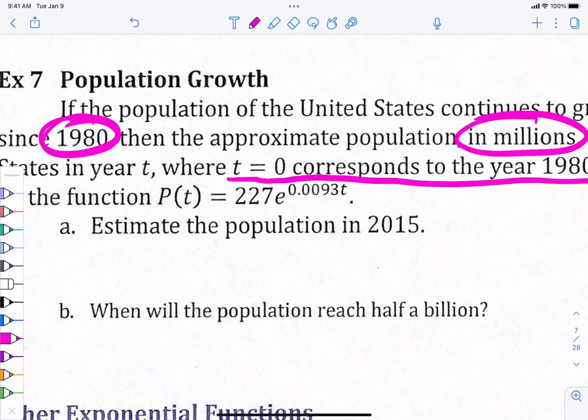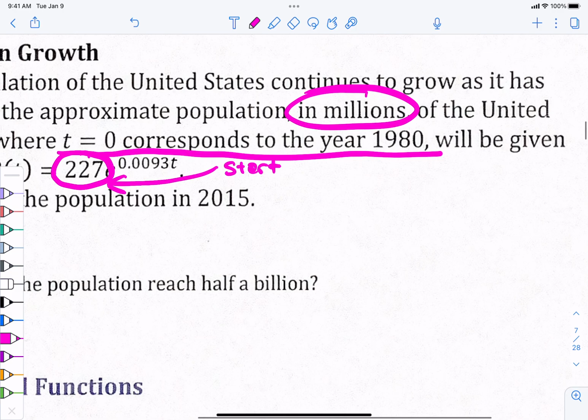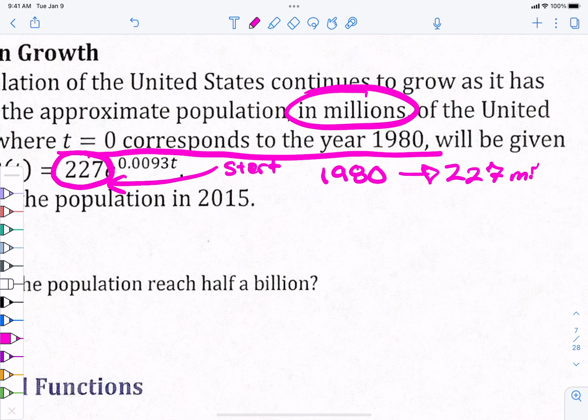I don't know. 227. No, wait. 227 is the principal number. So this is my starting number, 227, but 227 is in millions. So they are telling me that in 1980, there were 227 million people in the United States. That's what they're telling me.